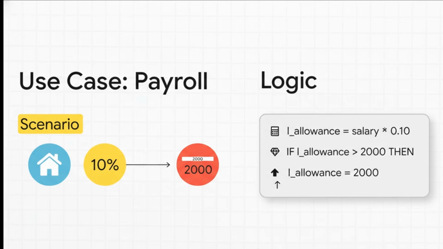A client wants a housing allowance that's 10% of salary, but it's capped at $2,000. The logic is very straightforward. First, you calculate the 10%. Then, you use an if statement to check if that amount is greater than $2,000. If it is, you just reset the value to $2,000. This calculate, then cap pattern is something you will see again and again.